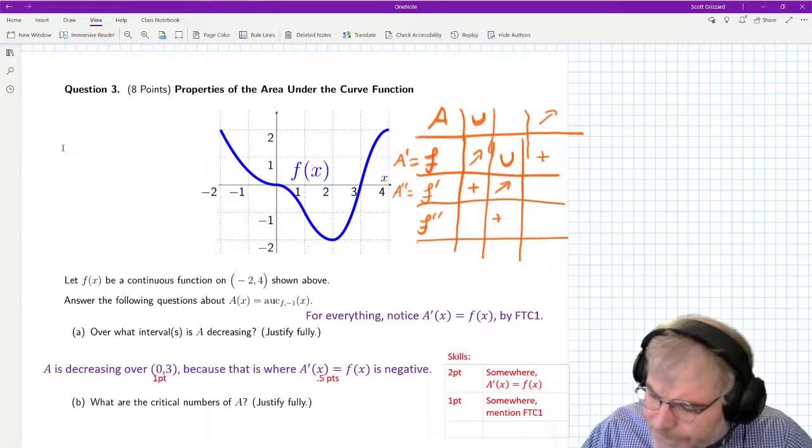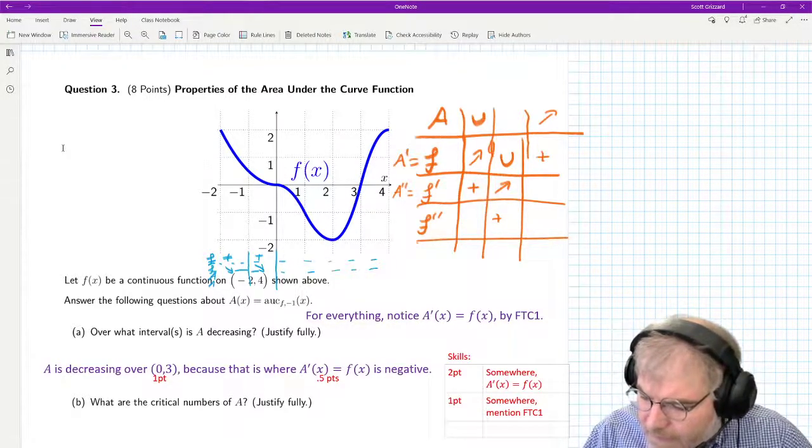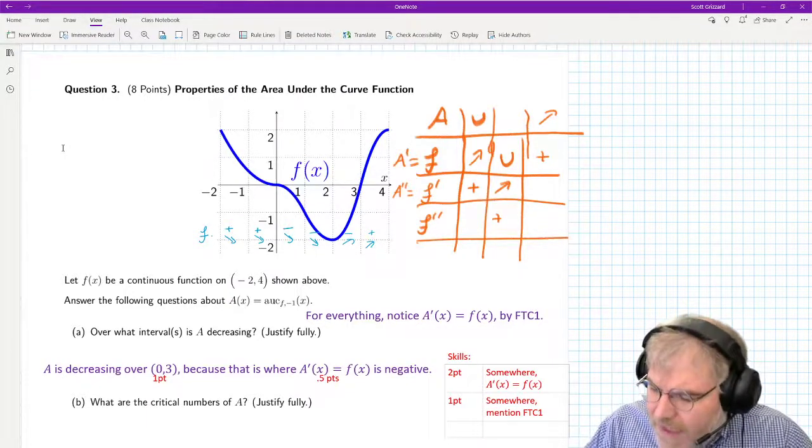Okay. So let's look at what's going on here. Make a few notes down here. I'm going to talk about F, and then I'm going to talk about A. Here, F is positive but decreasing. Here, F is positive but decreasing. Here, F is negative and decreasing. Here, F is negative and decreasing. Here, F is negative but increasing. And here, F is positive and increasing. How do we feel about that, 1 to 5?